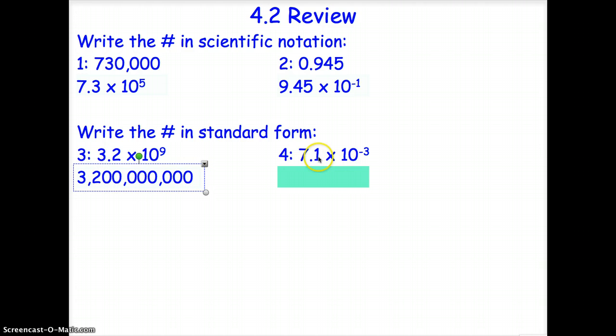Number 4, I've got a negative exponent, so that means I'm moving it to the left. I should end up with 0 point something for my answer. And I need to move it left 3 places. So 0 and 71 10,000ths.